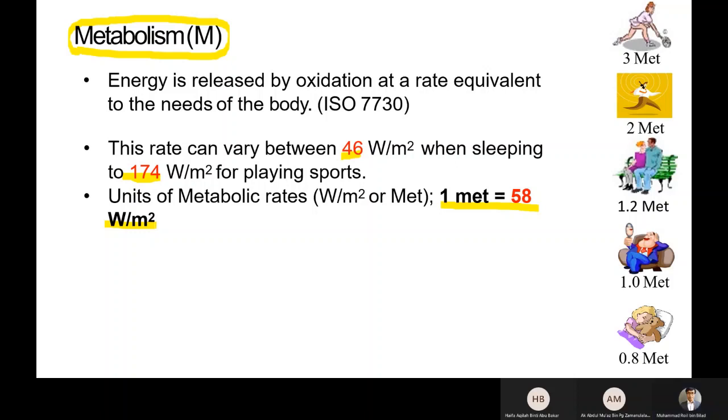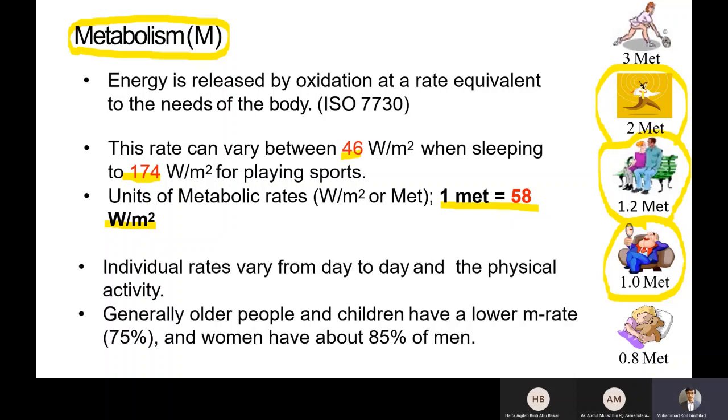To give you an illustration, MET is a better unit because it's easy to remember. You relax, sitting on a sofa, don't think, just enjoying yourself. That is the reference 1 MET. When we sleep, it's about 0.8 MET. When we do light activity, like sitting in the park enjoying the weather, that's about 1.2 MET. If you walk, it's about 2 MET. And if you do heavy exercise, that will be about 3 MET. That is a guideline.